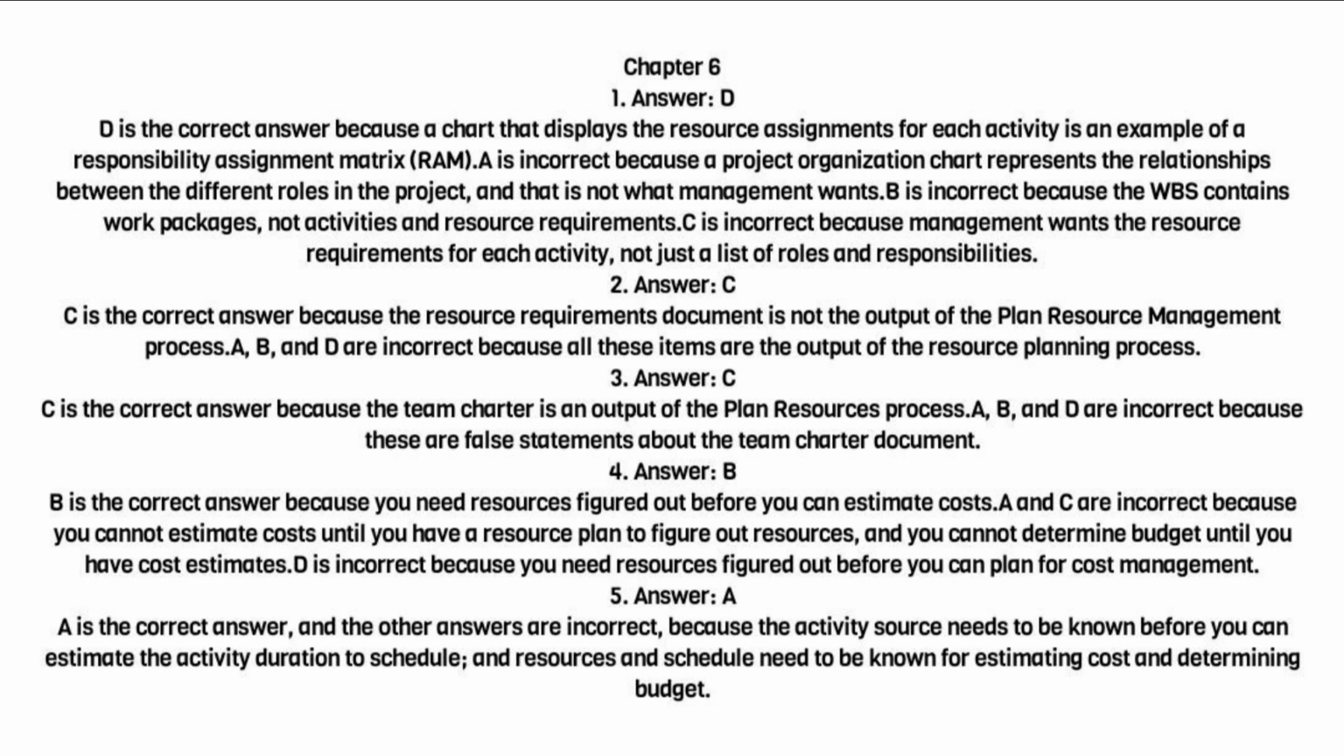4. Answer B. B is the correct answer because you need resources figured out before you can estimate costs. A and C are incorrect because you cannot estimate costs until you have a resource plan to figure out resources, and you cannot determine budget until you have cost estimates. D is incorrect because you need resources figured out before you can plan for cost management. 5. Answer A. A is the correct answer, and the other answers are incorrect, because the activity resources need to be known before you can estimate the activity duration to schedule, and resources and schedule need to be known for estimating cost and determining budget.